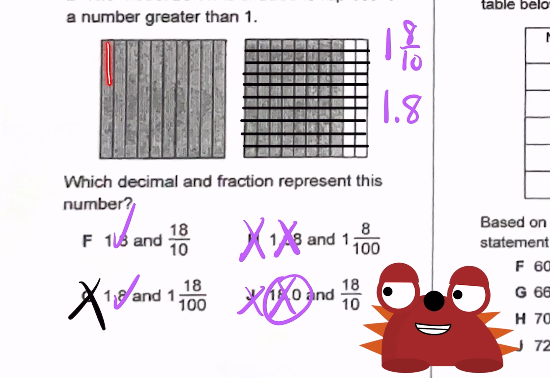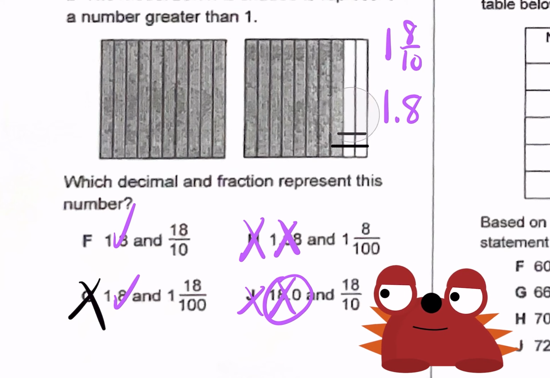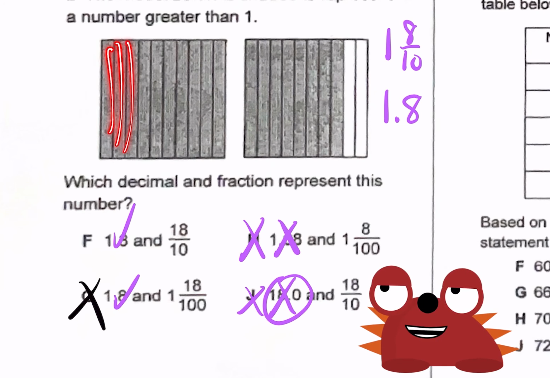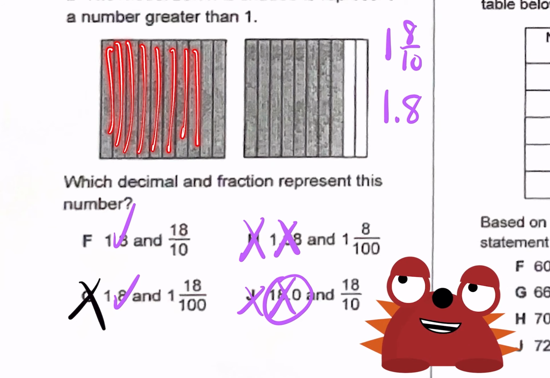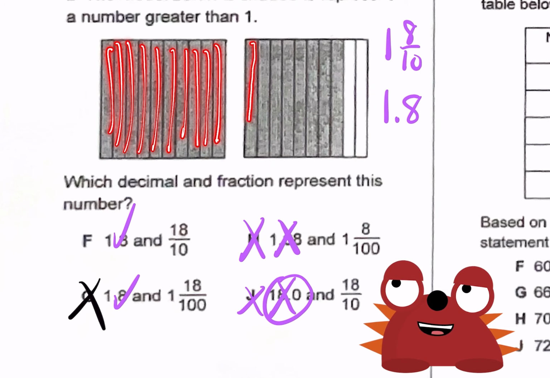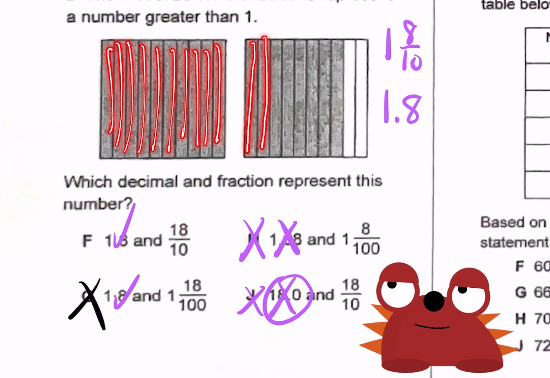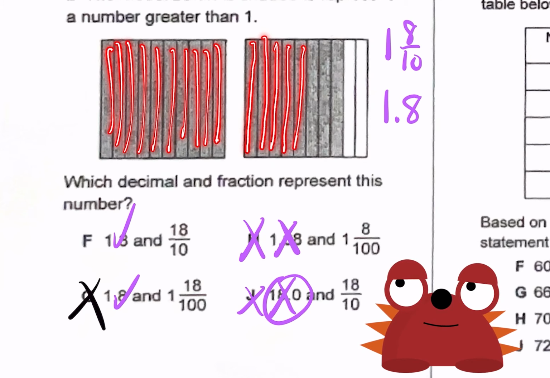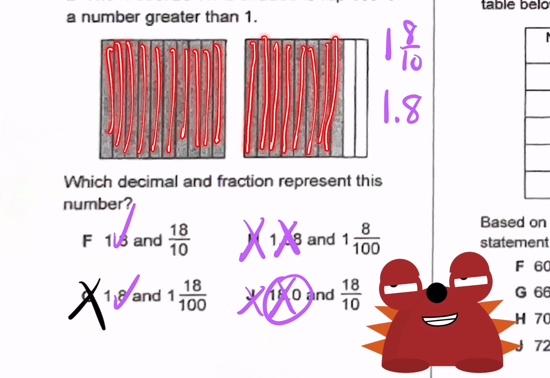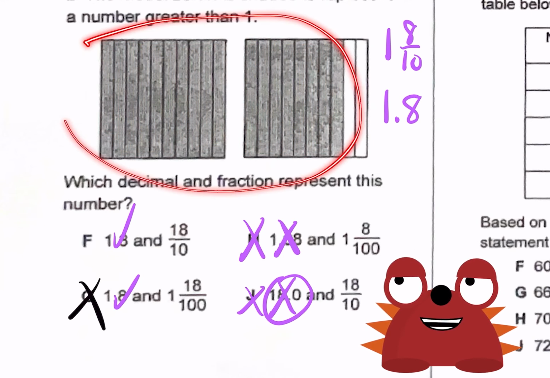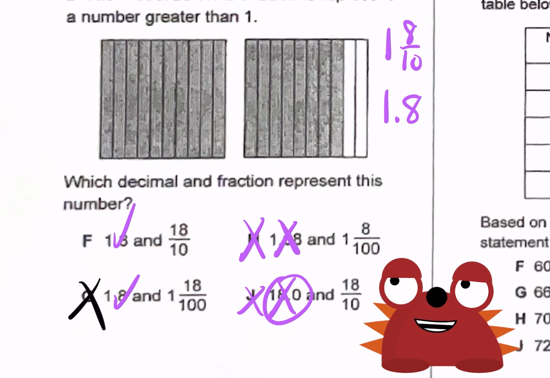Well, if you remember, this is 1 tenth. So we need to go back over here and get back our tenths. Let's count all the different tenths. You have 1, 2, 3, 4, 5, 6, 7, 8, 9, 10 tenths, also known as 1 whole. And then you have 11 tenths, 12, 13, 14, 15, 16, 17, 18 tenths. So that's how this right here is 18 tenths. The answer is F.